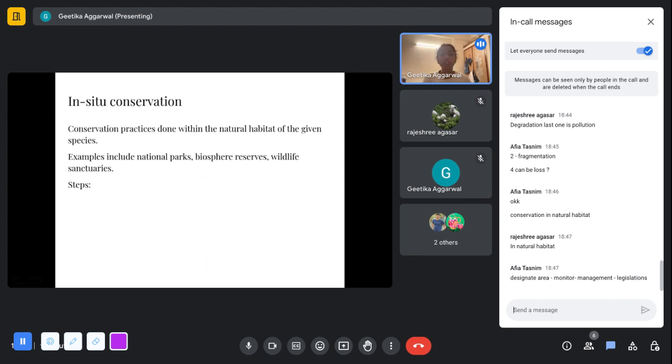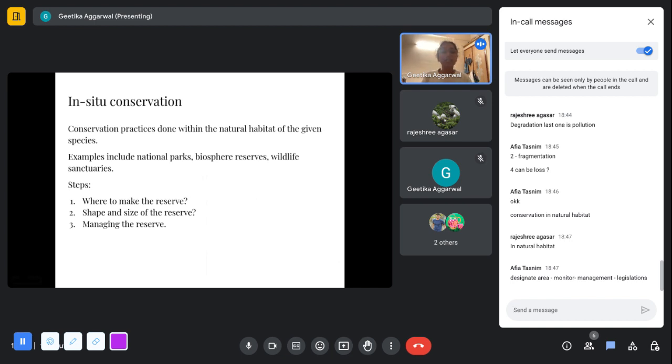Examples would include national parks, biosphere reserves, and wildlife sanctuaries, and the steps for doing this would be, number one, you have to choose where you want to build your national park or biosphere reserve. Then you also have to choose the shape and size of the area that you want to designate as an in situ conservation area. And then in the end, you're going to manage that reserve, right?